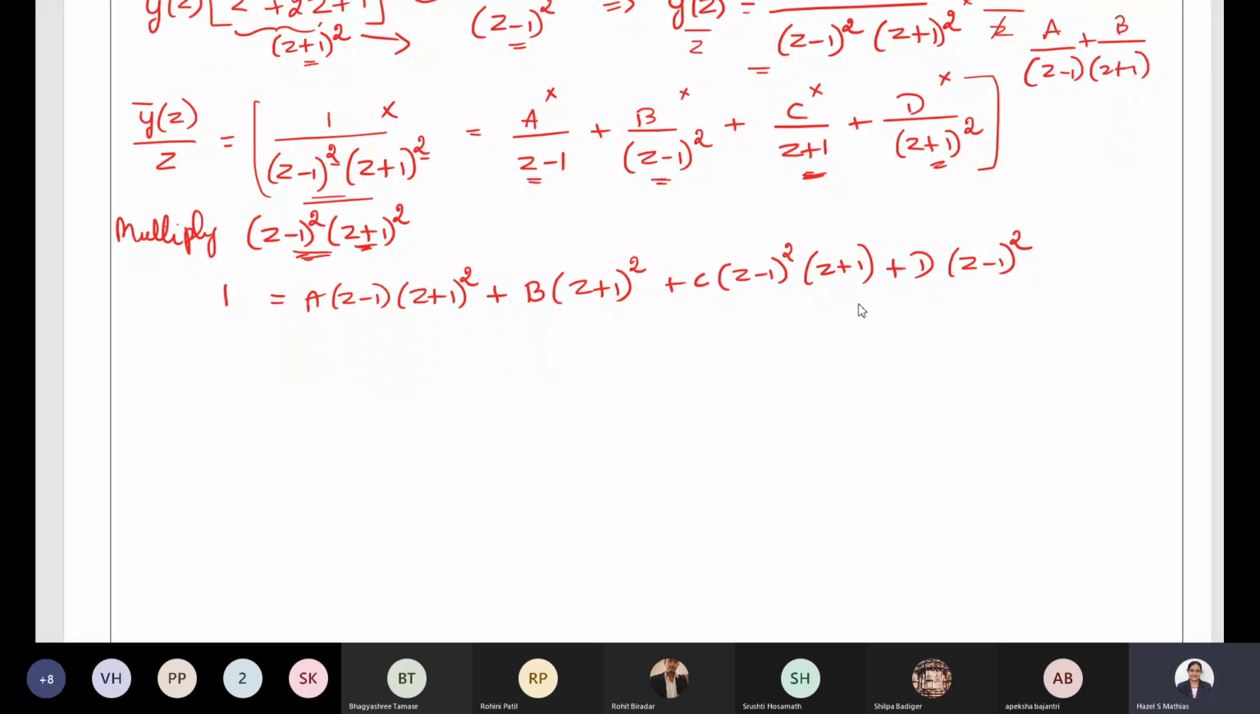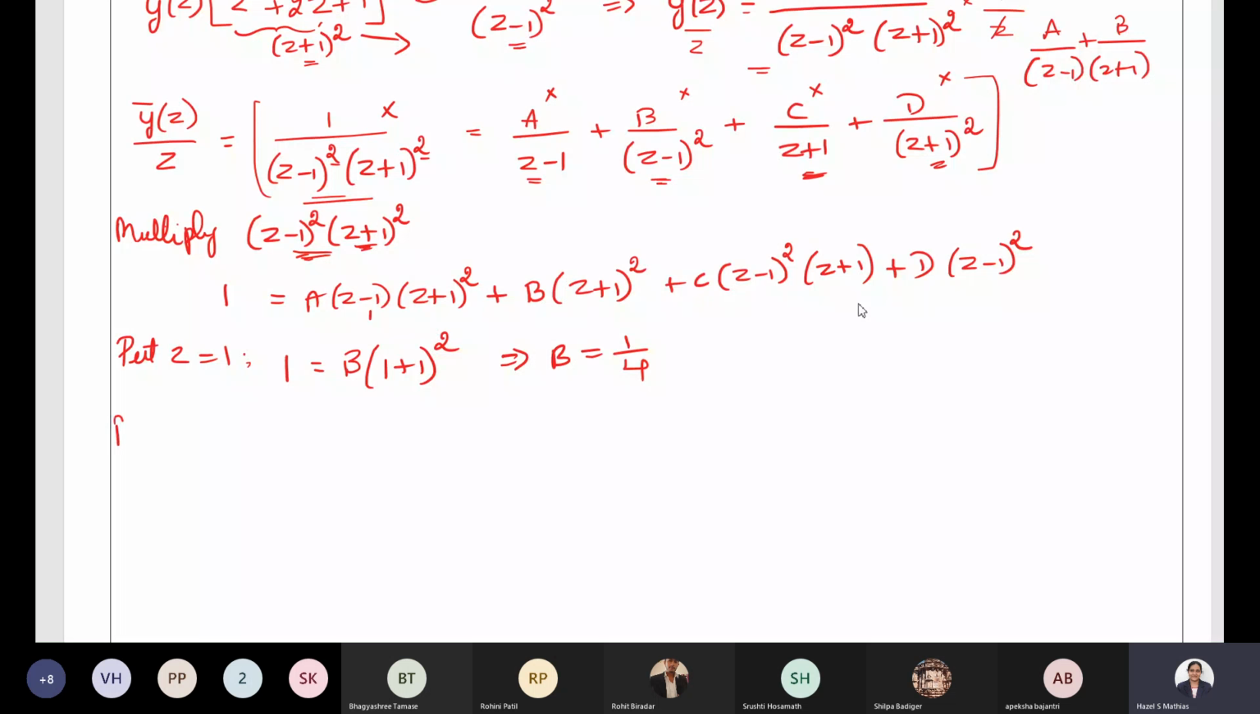So check now. When you put z equal to 1, left hand side we have 1. A will be 0 because here 1 minus 1 is 0. We get B value here. B into z is 1, 1 plus 1 the whole square. Here this also will become 0 and this also will become 0 if you put z equal to 1. So we get the value of B. What is B? 1 plus 1 the whole square, 2 square, that is 4. So what is the value of B? It is 1 divided by 4.